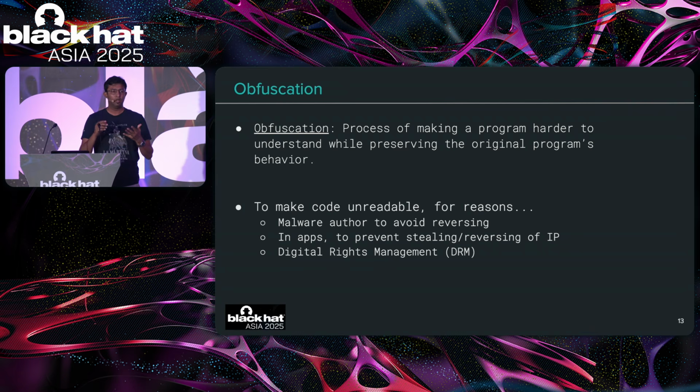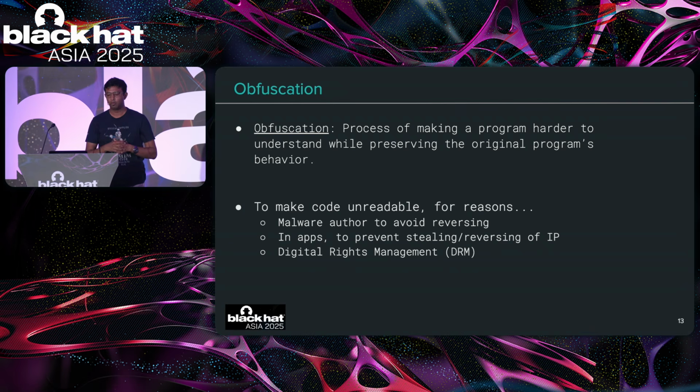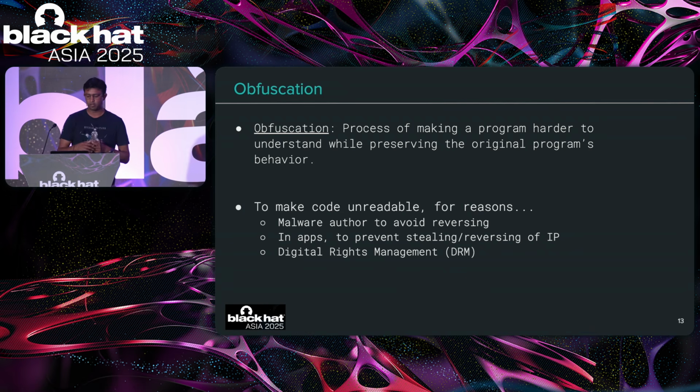For example, if you're delivering an application to an end customer and want to ensure that the IP is safe, you want to obfuscate the application. Similarly, if you're dealing with media, the DRMs which are there on the devices use obfuscation as well.